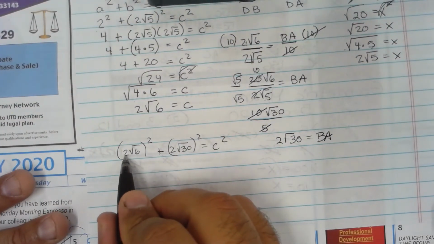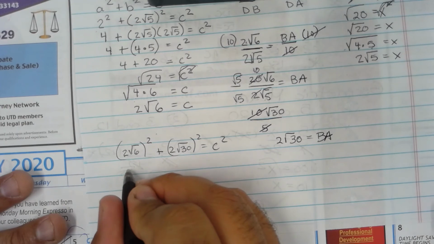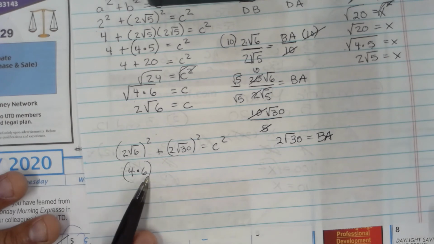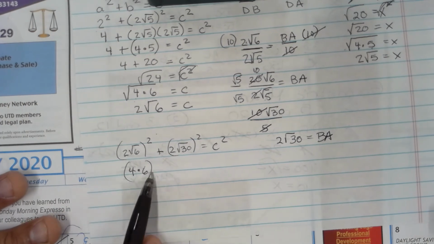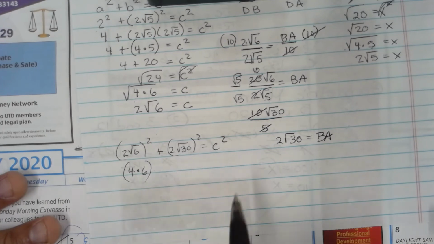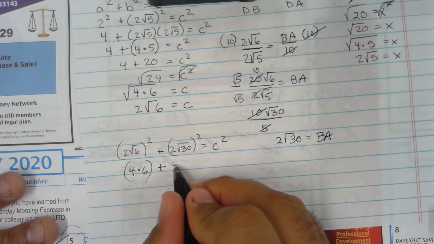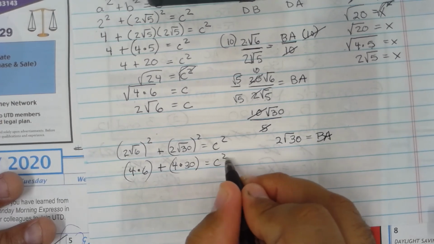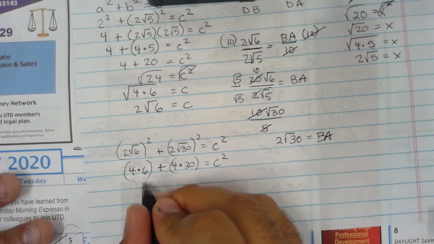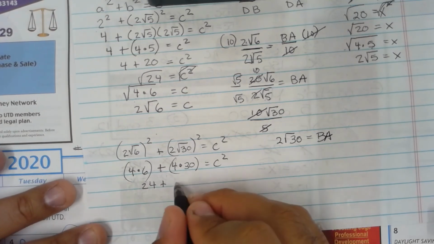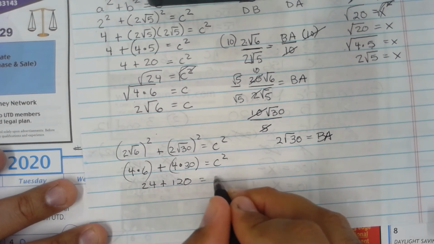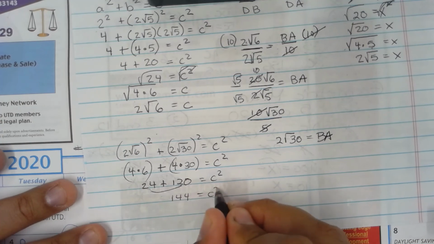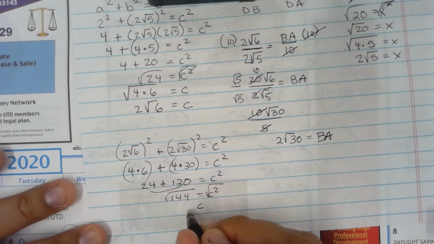Well, this will be 2 to the second power is what? 4 times 6, right? 24. Does anybody not know how I got the 6? It's just there. They cancel out, right? Well, plus what? 4 times what? 30 is equal to what? What's 6 times 4? 24. What's 4 times 30? 120. When we combine these two, it gives me what? 144. And then c is equal to what? c is equal to 12.